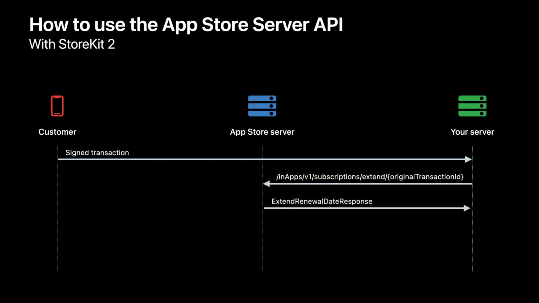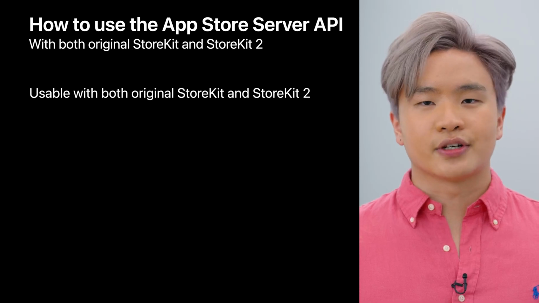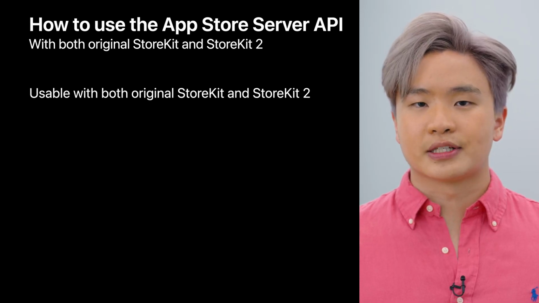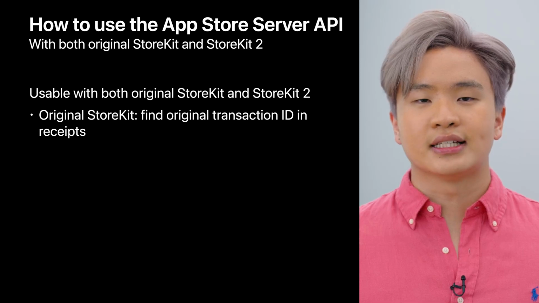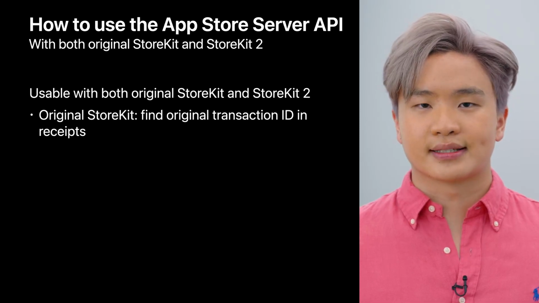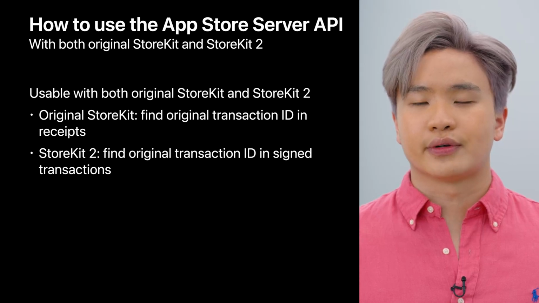Now that we've seen how to use the App Store Server API with original StoreKit and StoreKit 2, let's talk about how to support both StoreKit and StoreKit 2. You can take advantage of the App Store Server API without fully adopting StoreKit 2. As shown previously, you can get the original transaction ID from a receipt in original StoreKit. You can also get the original transaction ID in StoreKit 2 from a JWS transaction.